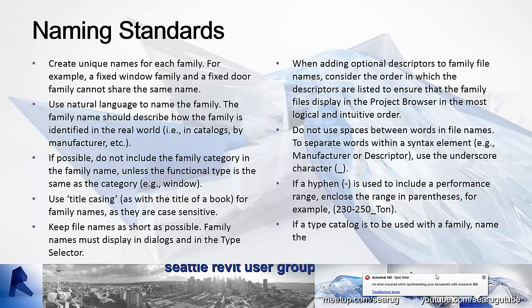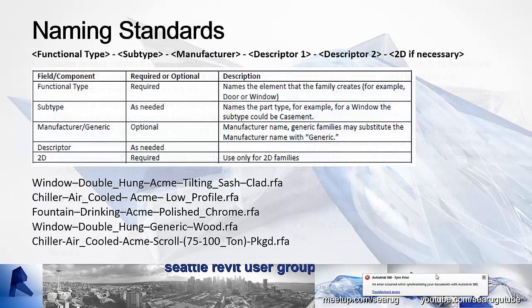And the format we tend to follow with that naming is going to be right here. Function type, subtype, manufacturer, descriptor 1, and descriptor 2. We're going to use dashes to separate categories and underscore to represent spaces if we have to. And we get a few examples of some naming conventions inside of here.